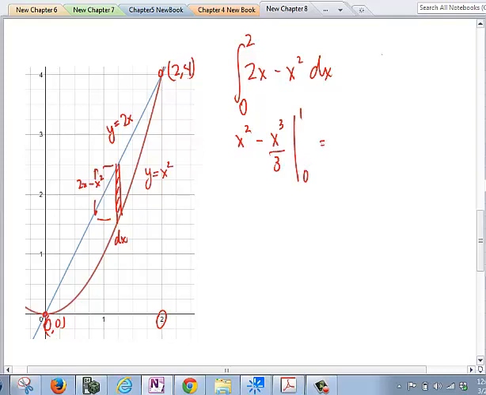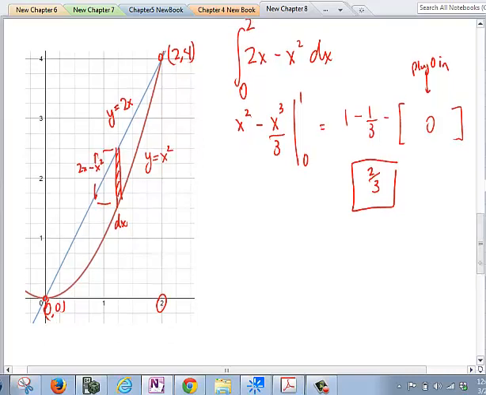0, and this becomes 1 minus 1/3 minus the whole quantity when I plug 0 in, and that's going to be 0 because 0 squared minus 0 cubed over 3. I end up getting, with the fractional math, my final answer is going to be 2/3 of a unit.